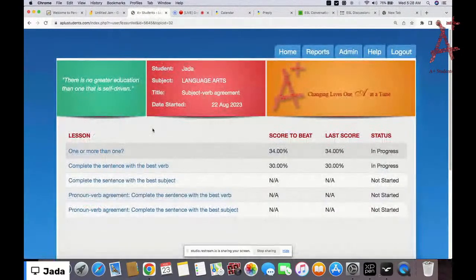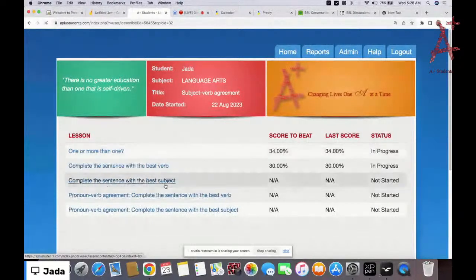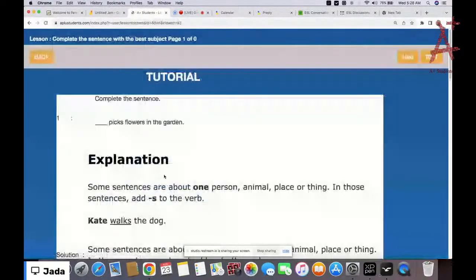So now we'll click on the last lesson that we're going to do today, right? And then the next class we finish the remaining two. Okay, so complete the sentence with the best subject. Now this one isn't about the verbs. It's about the subject, so you need to complete with the best subject.